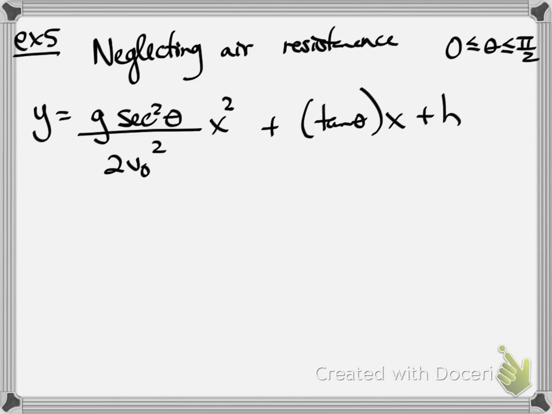Okay, it says y is the height, x is the horizontal distance, g is the acceleration due to gravity, v naught is initial velocity, and h is the initial height. Then it says, let g be negative 32 feet per second squared. That's just the force of gravity on Earth in feet.